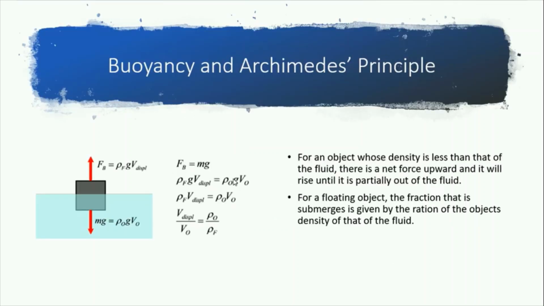All right, so buoyancy and Archimedes' principle, last concept for today. A way to think about an object that's floating: the force of buoyancy, which is the force pushing it up, has to equal the force of gravity acting on the object. So that's the key thing there. Force of buoyancy and force of gravity have to be equal to each other. So when it's floating, force of buoyancy and force of gravity are just equal.